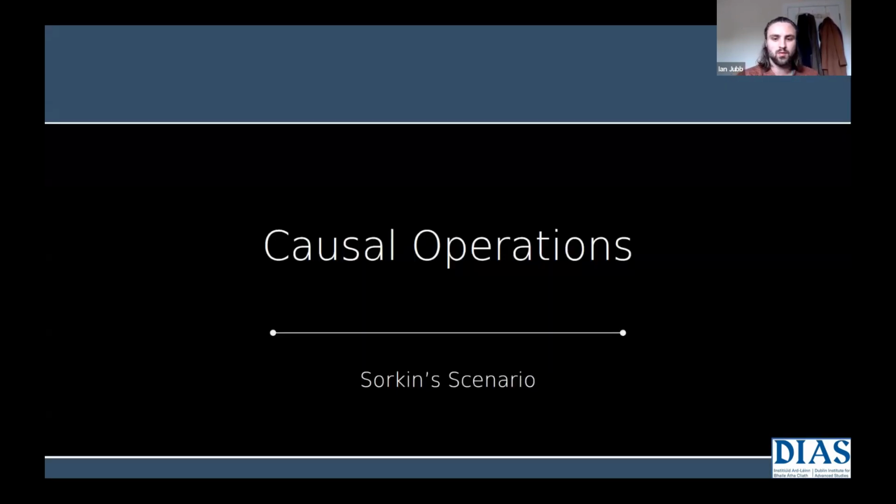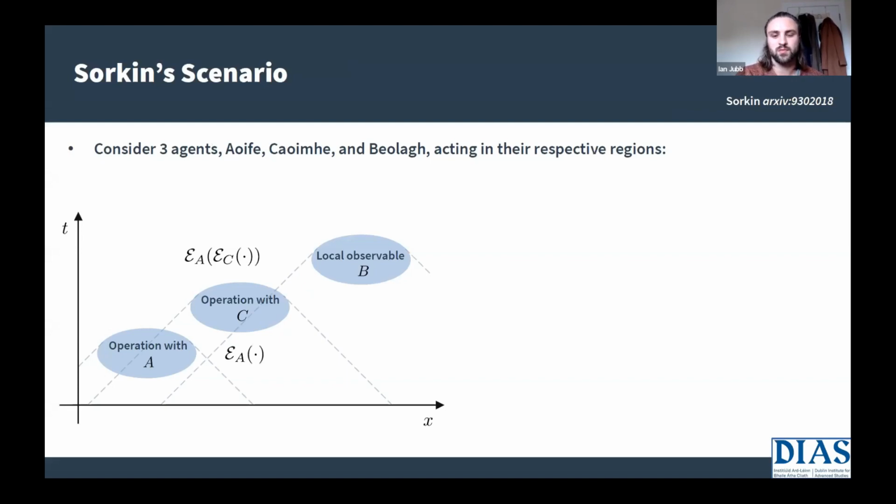Okay, so now I just want to give a brief review of Sorkin's scenario, his contribution back in 1993. So consider three agents. I'm working in Dublin at the minute in Ireland, so I'm using these Irish names. We have Aoife in this region over here, and then Caoimhe's acting in this region. And then finally, Biola up here is going to measure some expectation value of their observable B. And we're setting these up specifically so that A and B are space-like.